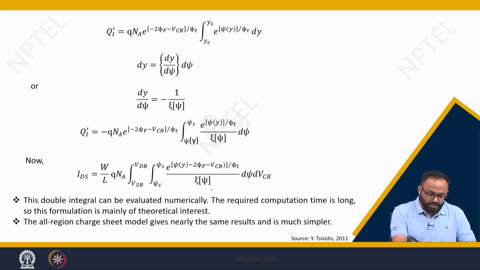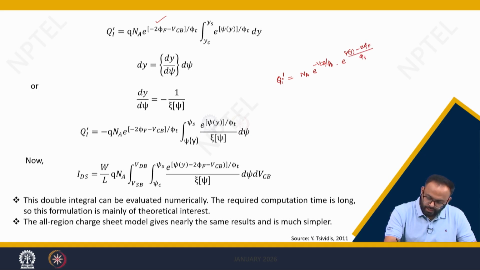So for the sake of simplicity, we are only considering that inversion charge is present in the channel, and hence Qi dash will be given by Na e to the power of minus Vcb divided by phi t into e to the power of (psi y minus 2 phi f) by phi t. So the total charge is nothing but what? Q into integration from Yc to Ys.